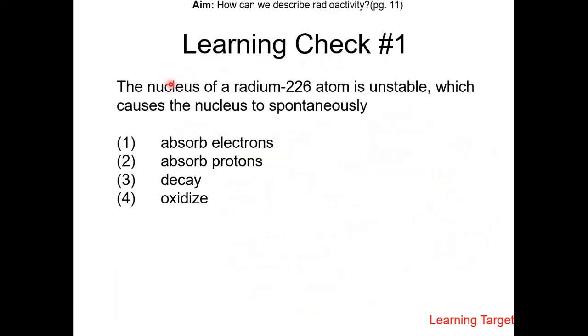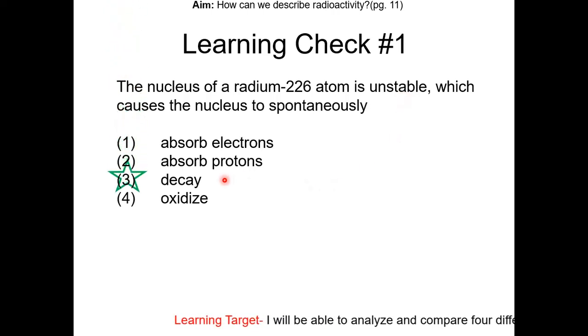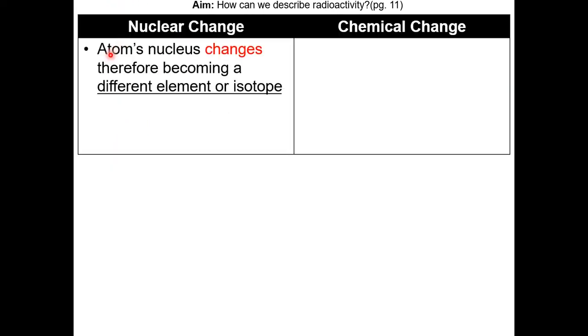Learning check number 1. The nucleus of a radium-226 atom is unstable, which causes the nucleus to spontaneously do what? Pause the video and resume as completed. Since the nucleus of the radium is unstable, it is radioactive. Atoms that are radioactive will spontaneously decay. Answer is choice 3. Nuclear change is when an atom's nucleus changes, therefore becoming a different element or isotope.